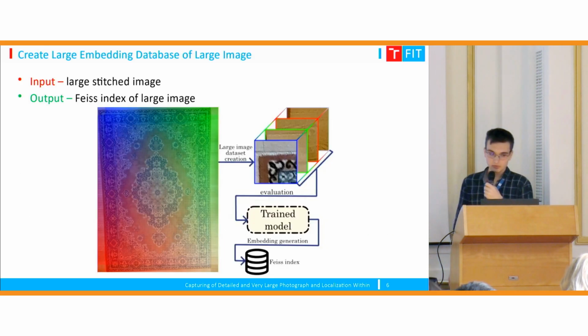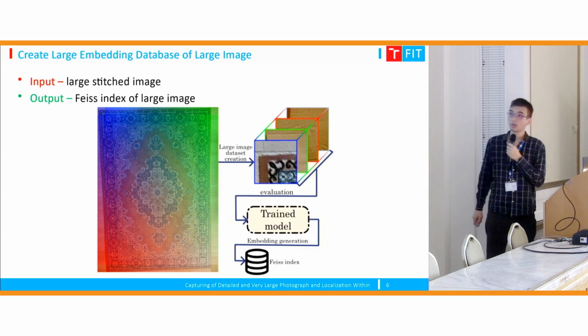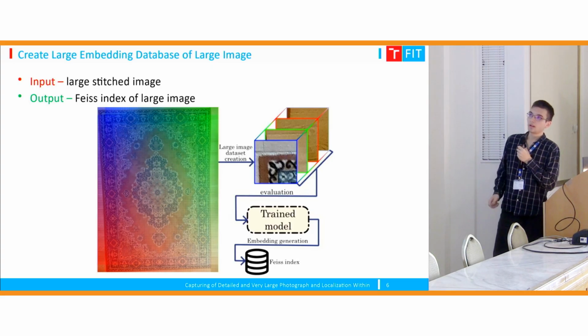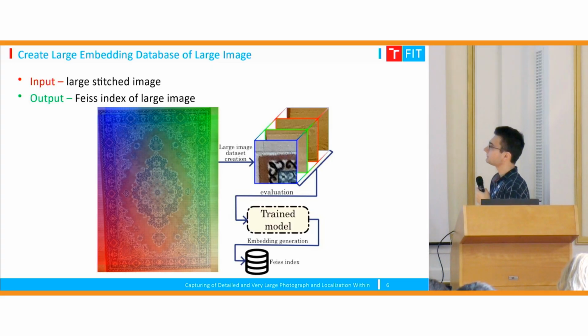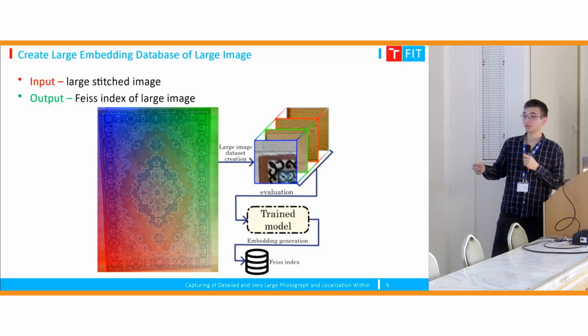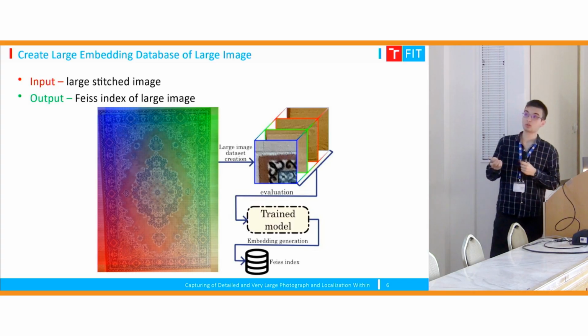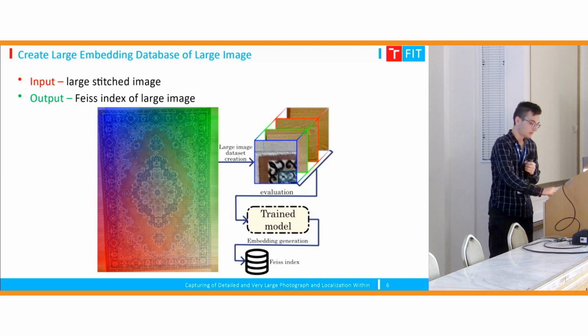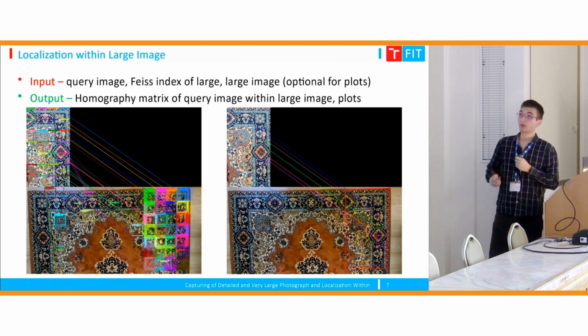The next part was to create a large embedding database of the big picture. I was using the FAISS library to do this. When the model is trained, I then patchify the picture and create one big index for this image, to then use it to localize the query image.